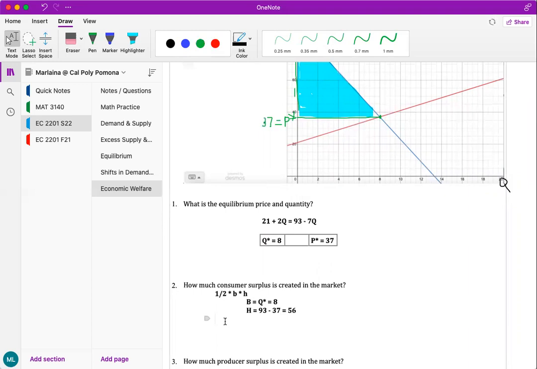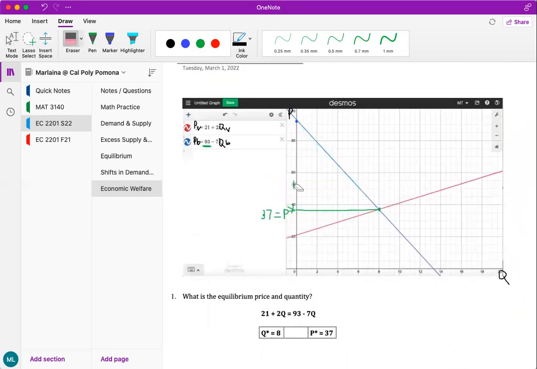So now we have our base and our height. So we're going to plug it in. Our consumer surplus is going to be the triangle, when we plug the numbers in. So it's going to be 1/2 times 8 times 56, and that's going to give us our consumer surplus at 224.